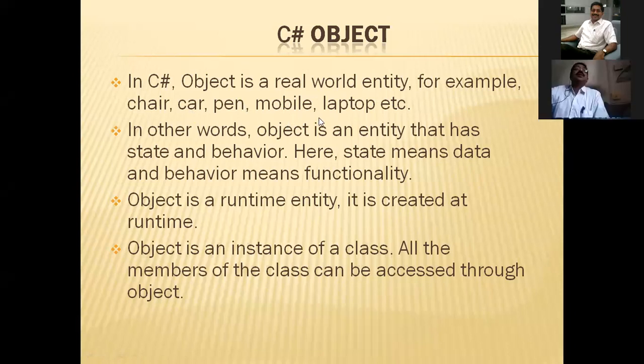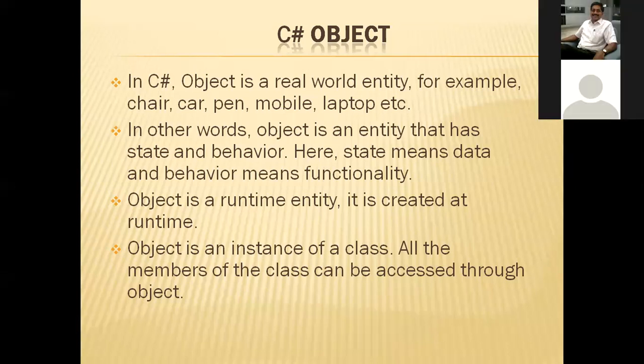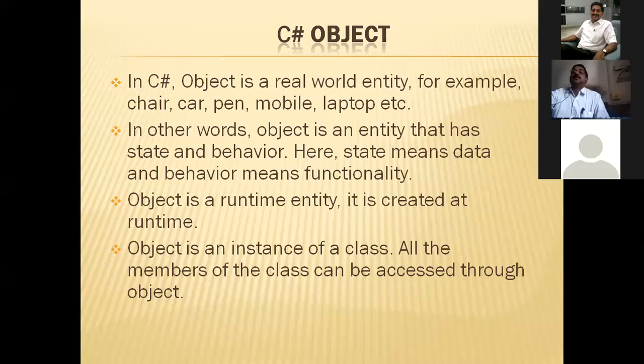So we can say, for example, the car, the pen, mobile, laptop, your earrings, your lockets, your watch, your shoes, your bag, your pen, everything which is existable and distinguishable from each other. So that is also an object.